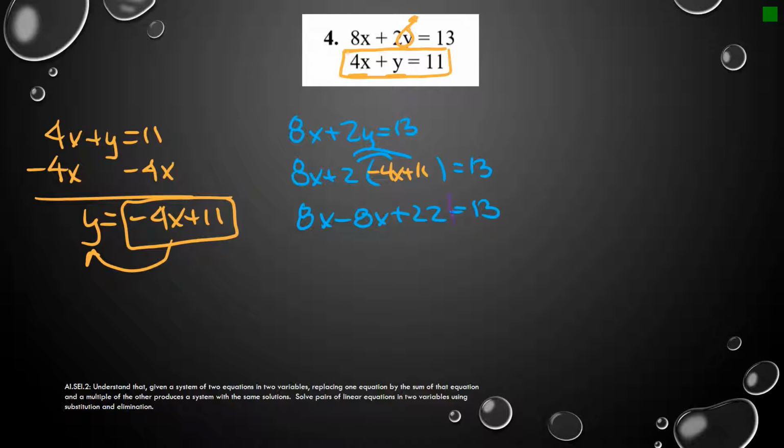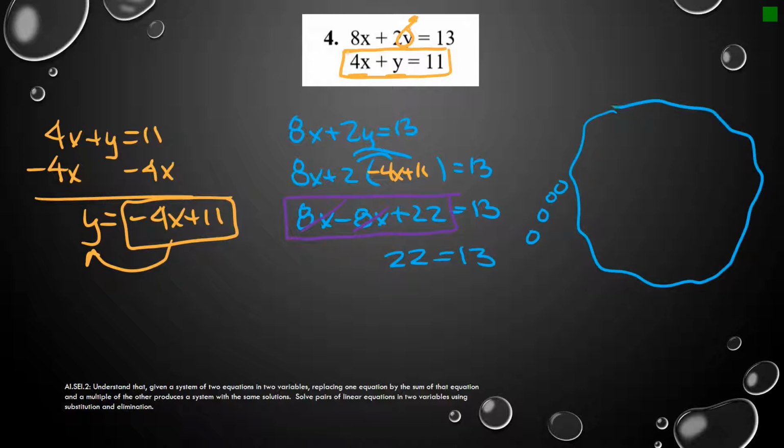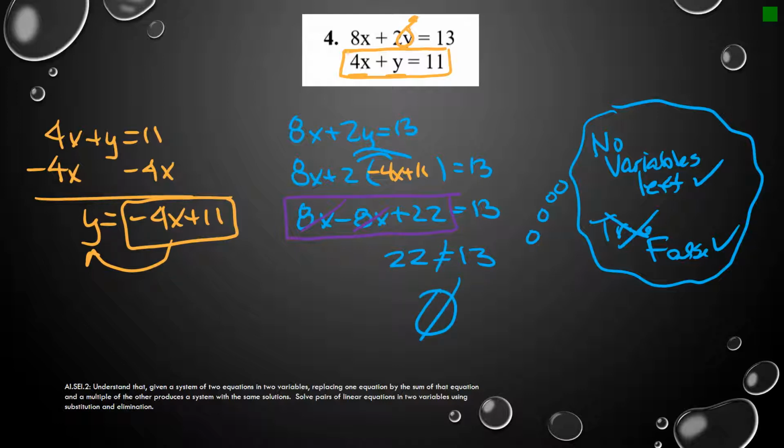I'm going to take that purple pen that you can barely see because you barely remember to do it. Ooh, 8x minus 8x cancels. I have 22 equals 13. Here is your head. Do you have no variables left? Yup. Is what you have left true? Nope. Is what you have left false? Yup. That means it's no solution. Yay! We're done with that problem.